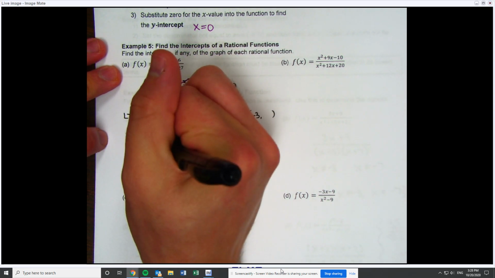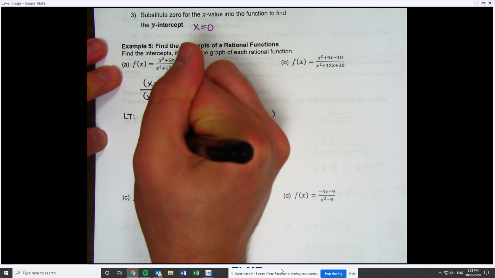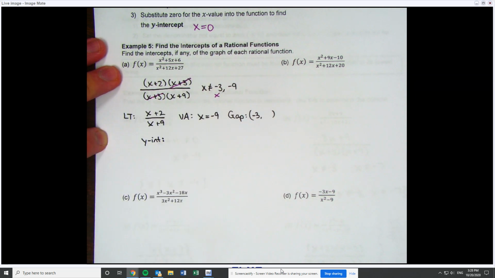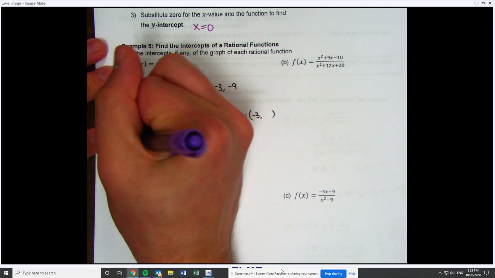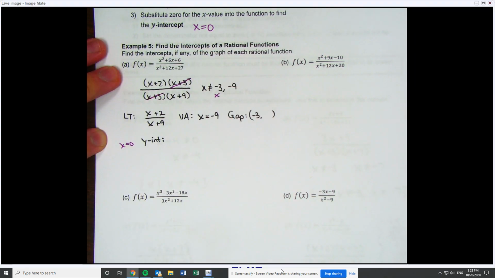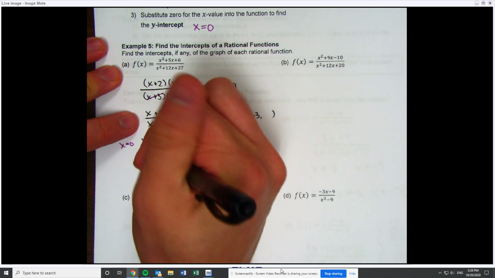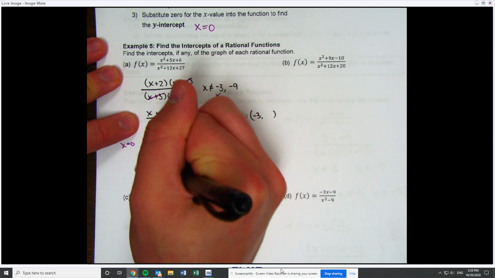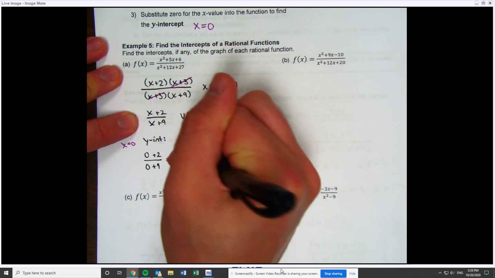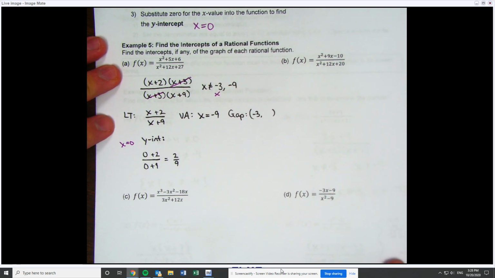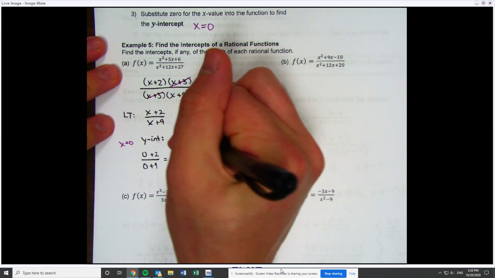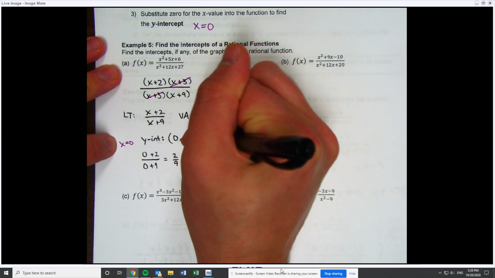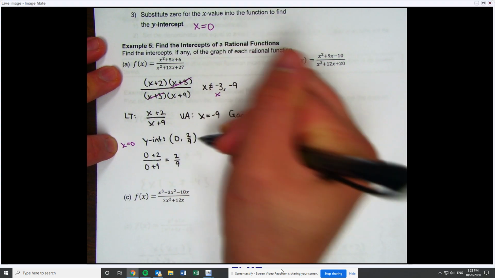Okay, so now for the intercepts. I like to start with the y just because it's the easiest. For the y-intercept, we know guaranteed that the x is 0. So looking right here, I can say 0 plus 2 divided by 0 plus 9 gives me 2 over 9. That's it. That's my y-intercept. 0, comma, 2 over 9. Nothing else to do.